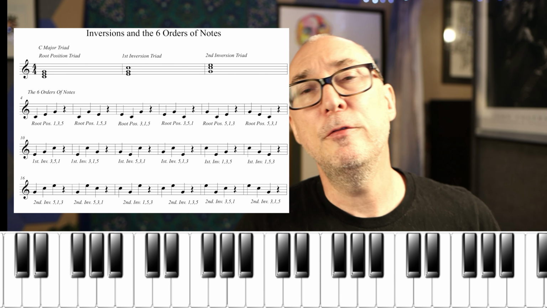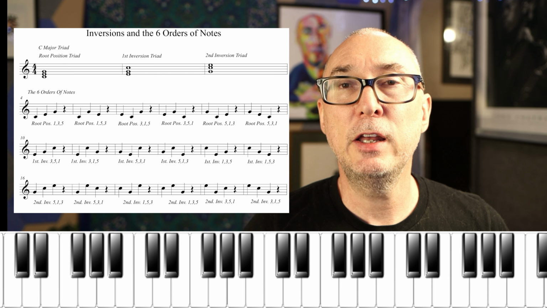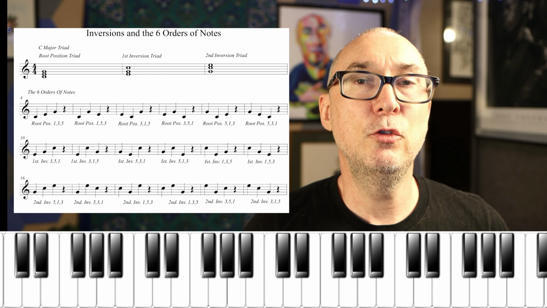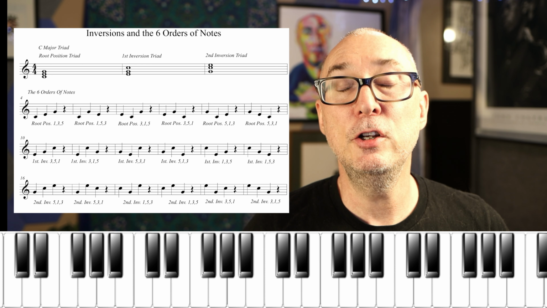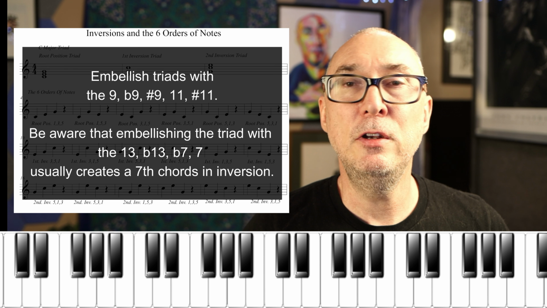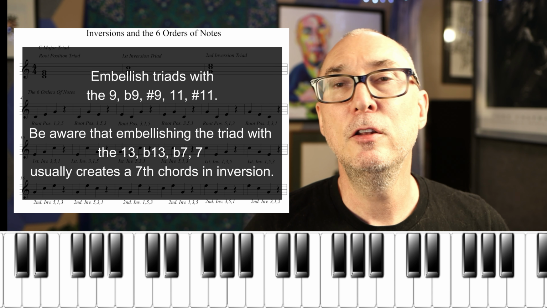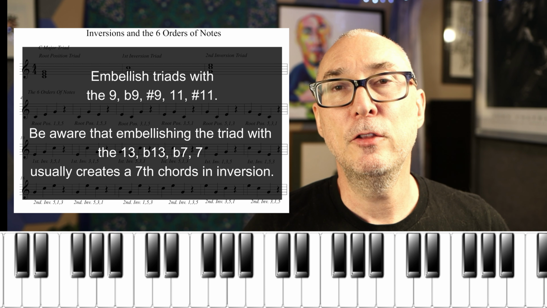So you can see the value of understanding triadic melodies. We have 18 triadic melodies. We can embellish those melodies with a variety of adjacent notes. Some of the notes I like to use for this embellishment are the 9, the flat 9, the sharp 9, the 11, the sharp 11, the flat 13, and the 13.